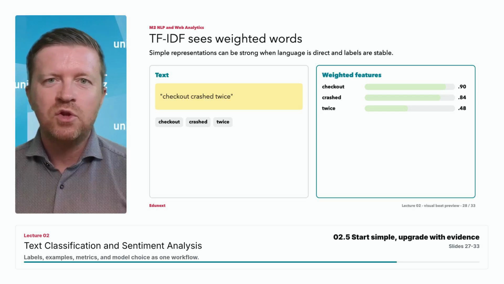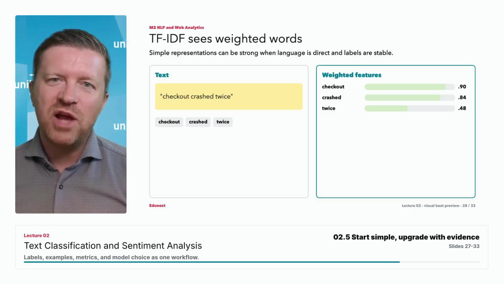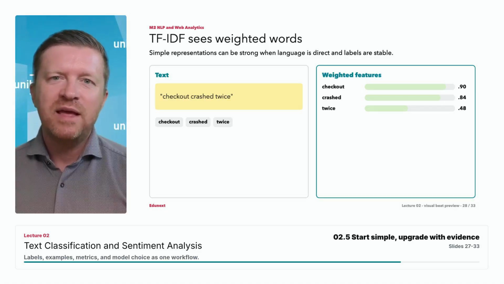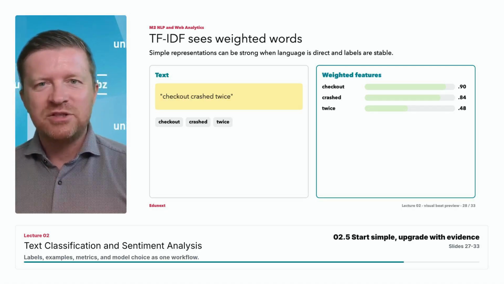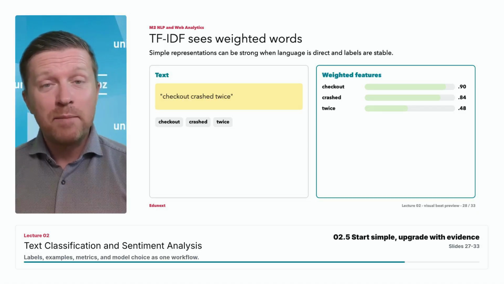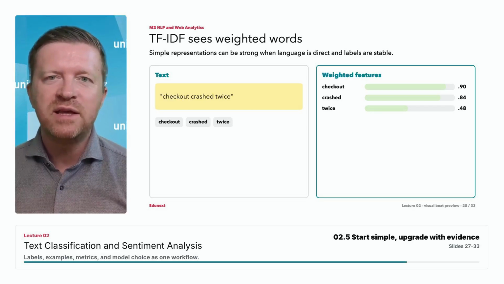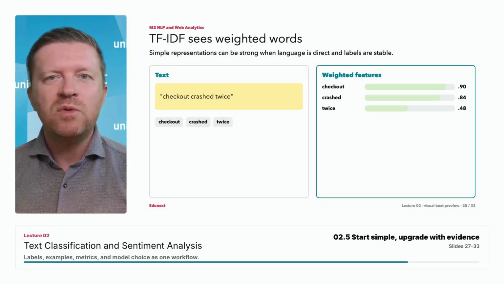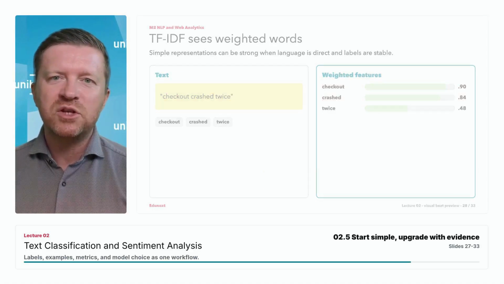TF-IDF turns text into a numerical representation. If the text says checkout crashed twice, the representation can give weight to words like checkout, crashed, and twice. A logistic regression model can then learn which weighted patterns usually correspond to each label. This representation does not deeply understand language. It mostly sees counts and weights, but that can be enough when the language is direct and the task is stable. It is also easier to inspect. If the model is influenced by words like refund, cancel, or broken, that may be useful to know.